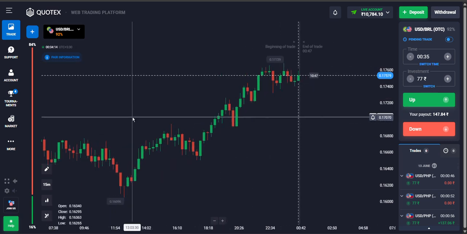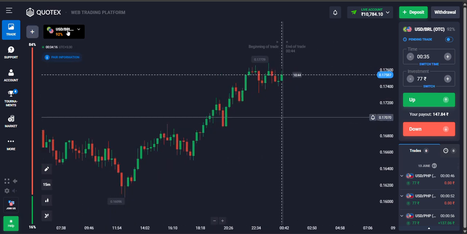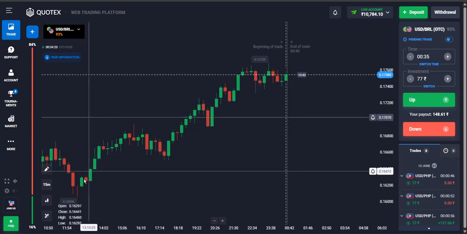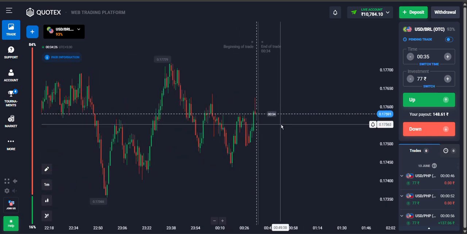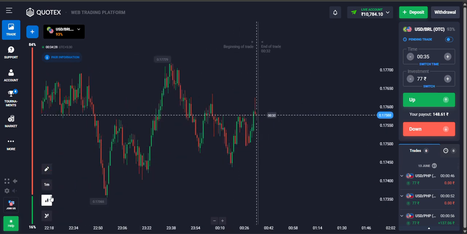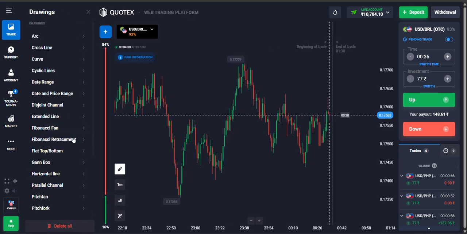So first of all, in Quotex you can select assets. So this is USD BRL, a random asset. You have to select the time frame which you want to trade in. I'll be trading in 1 minute time frame.